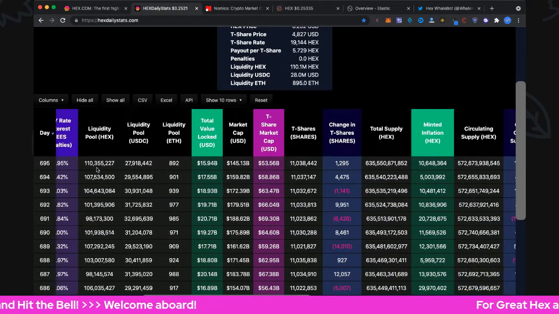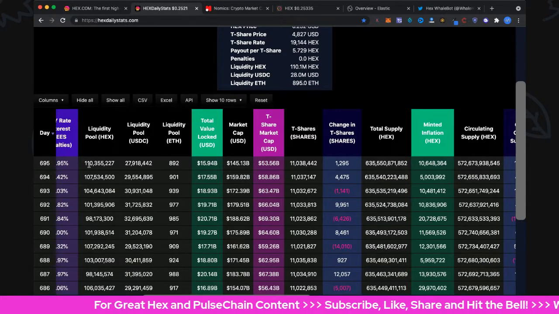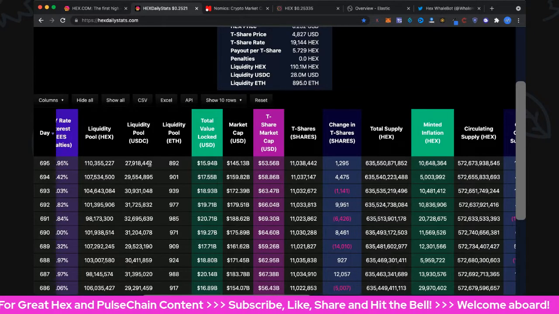Liquid, 110 million Hex in there. I want to get that back under 100, just like probably all of you do. So we had 4 days of that rising. So it's going in the wrong direction at the moment, but we're still up not too bad at 25.3 cents.